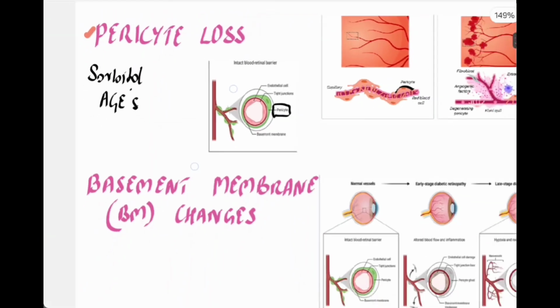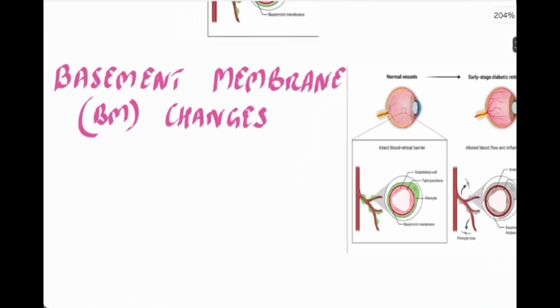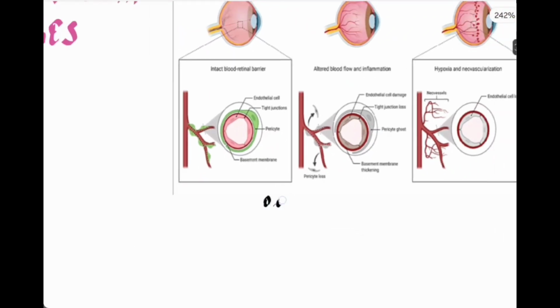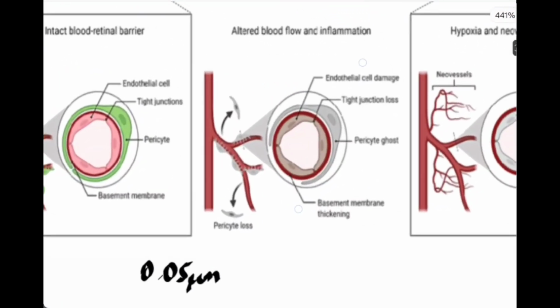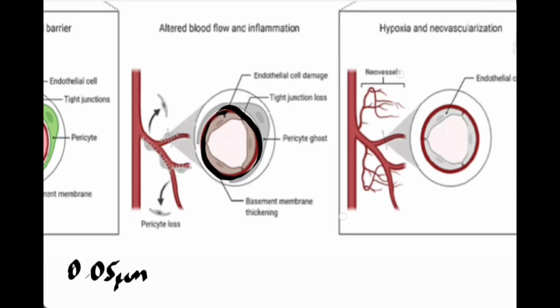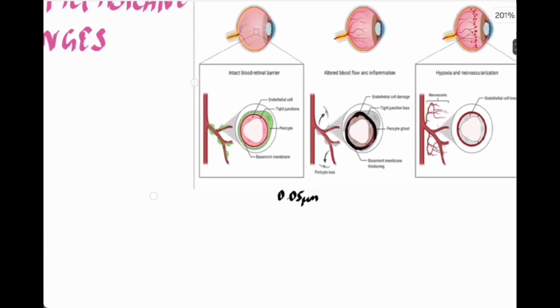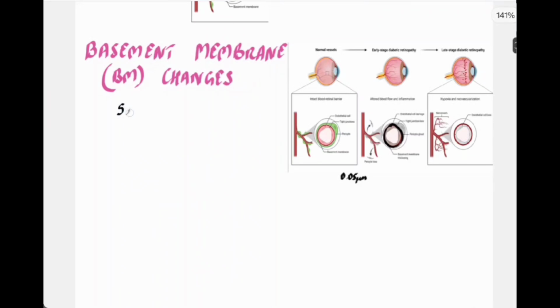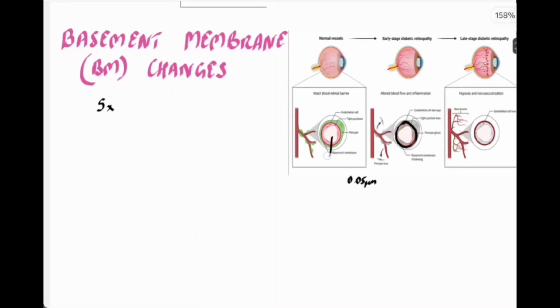Basement membrane changes. The retinal capillary endothelium is covered by a basement membrane, which is normally approximately 0.5 micrometers thick. In diabetic retinopathy, there is an increase in the thickness of these layers. This thickening may be as much as 5 fold, which results in impairment of diffusion and transfer of nutrients and metabolites.